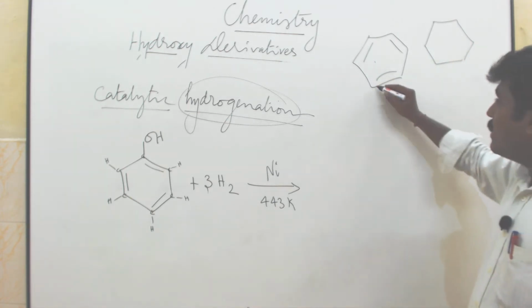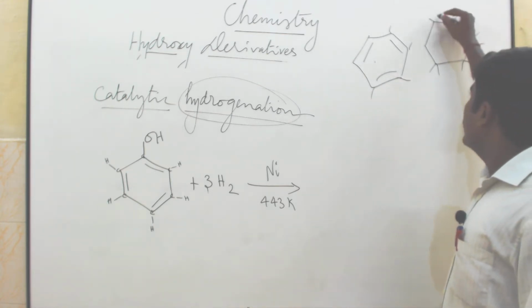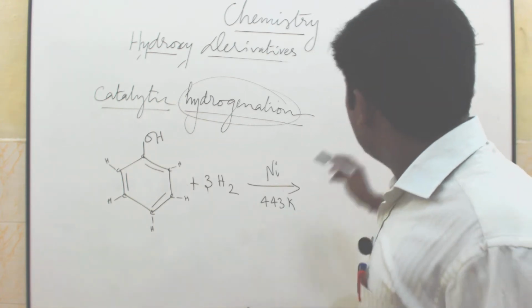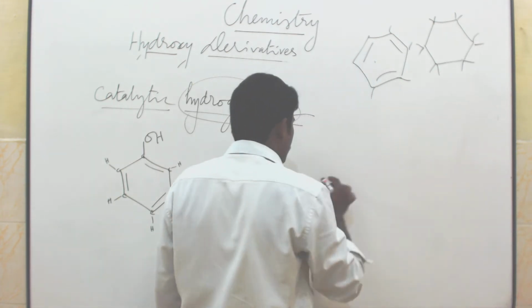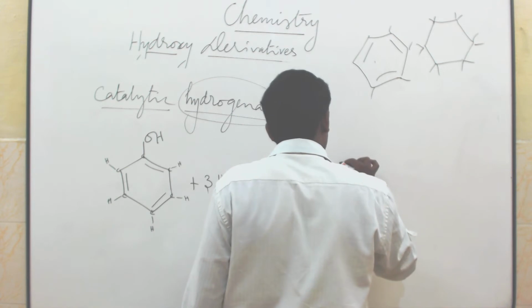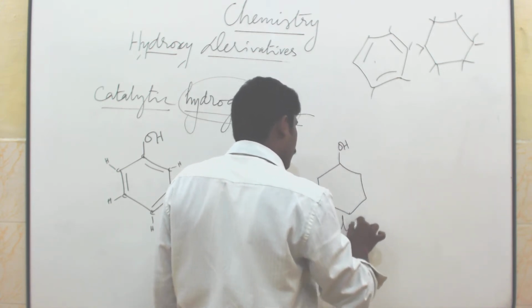Because here only one hydrogen atom is there, but here each and every carbon has two hydrogen atoms. Then only the carbon valency will be satisfied. So these are not equal. Clear? When you add 6 hydrogen atoms, the benzene ring becomes a cyclohexane ring, and with one OH, it is cyclohexanol.